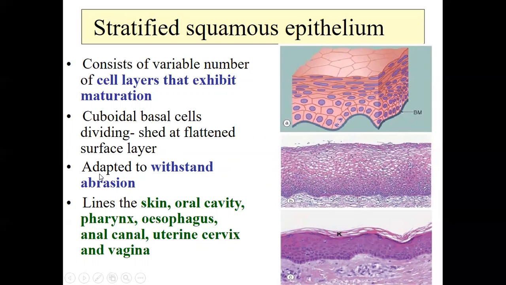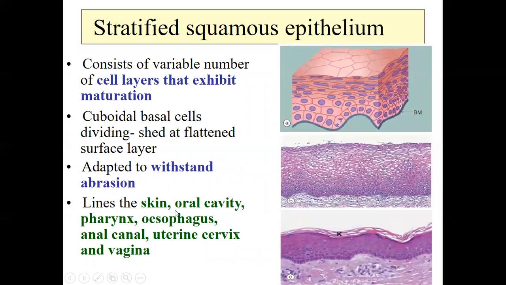If you try to stretch our skin, it can withstand or sustain the abrasions. This is the area where you can find the stratified squamous epithelium. For example, here, the skin is definitely exposed to abrasion.